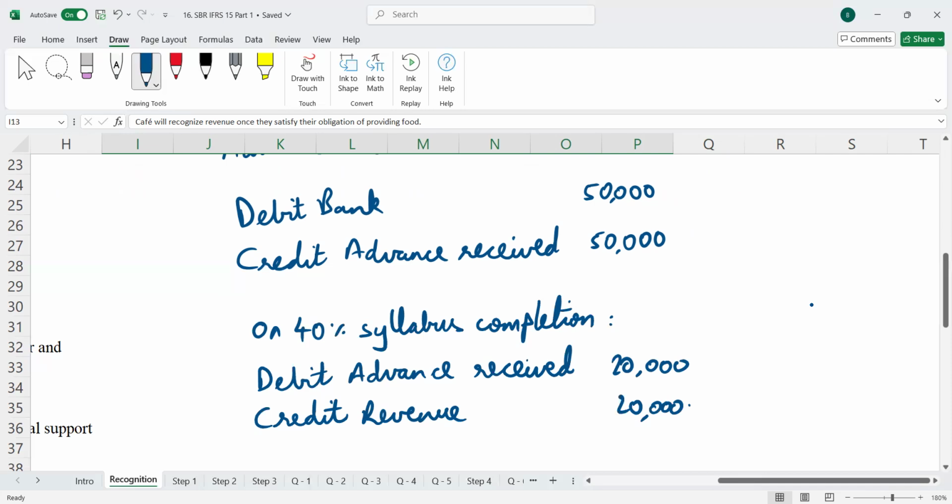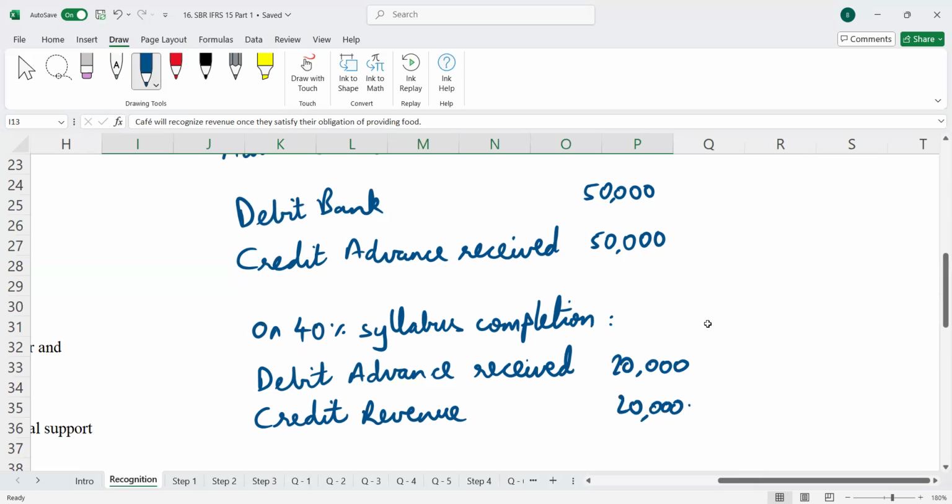I will now recognize the remaining 10%, sorry, 10,000. I have already received the money. Now see, this is what happens in case of the service industry. As and when I progress with the service, I will be recognizing my revenue. Okay, understood?